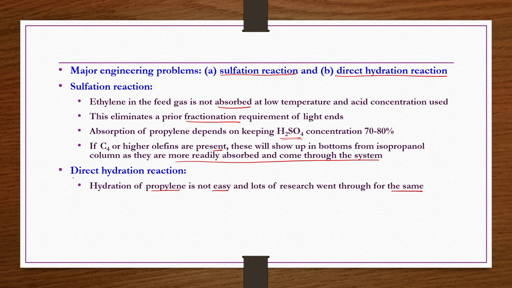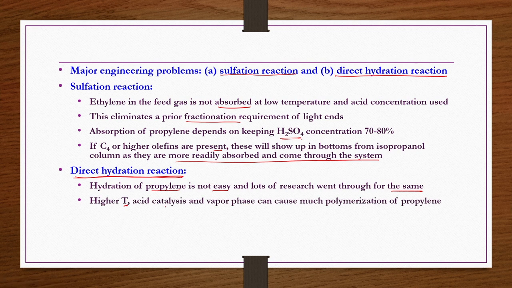Actually, this is the other process. If you wanted to get the isopropanol, you can do two steps. First, you do the sulfation reaction, and whatever sulfates are formed, you do the hydrolysis of such sulfates to get the isopropanol, right? The other option is that you do the direct hydration of propylene to get isopropanol, but this process is not easy and lots of research has been carried out.